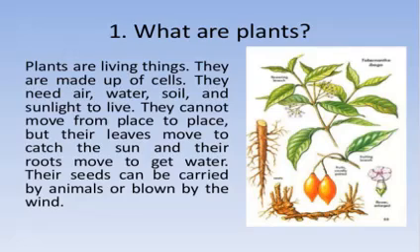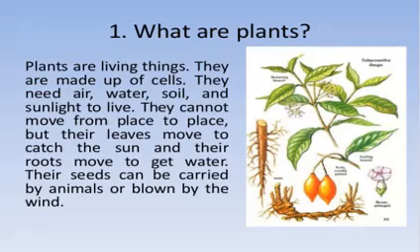What are plants? Very basic questions. I think you all are familiar with plants. You have seen them all around you. Plants are living things. They are made up of cells. They need water, air, soil and sunlight to live. They cannot move from place to place. This is a basic difference between animals and plants.